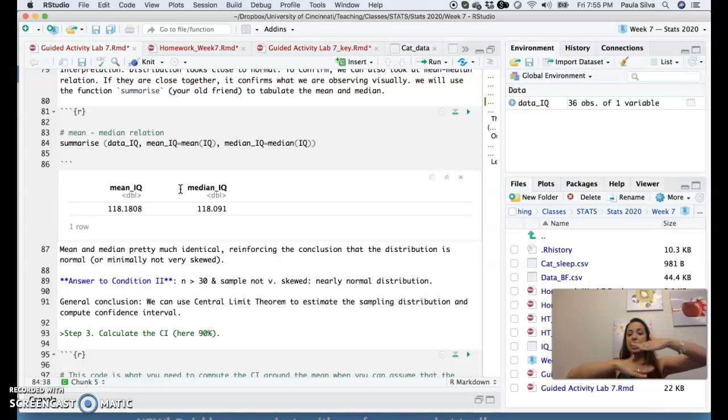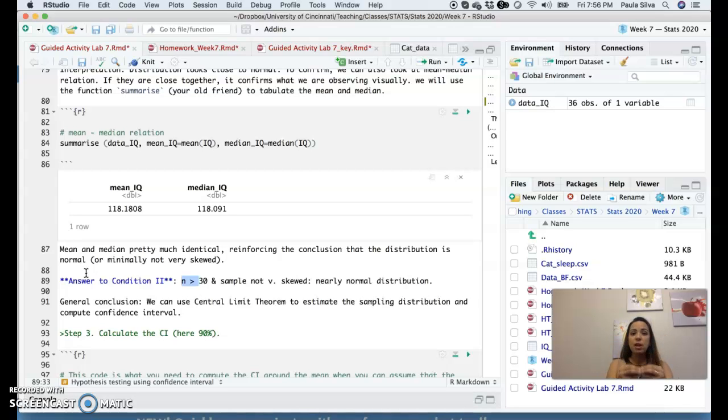So remember, we're looking at some conditions to determine whether we can use the central limit theorem to build our sampling distribution. Condition number 1 is whether the observations were independent from each other, and we checked that box. And now we want to know if we can assume that either the data is not overly skewed, or that the sample size is very large, and both of them are true. It's over 30 and not very skewed, nearly normally distributed. So we're checking condition 2 as well. The general conclusion then is that we can use the central limit theorem to estimate the sampling distribution and compute the confidence interval.